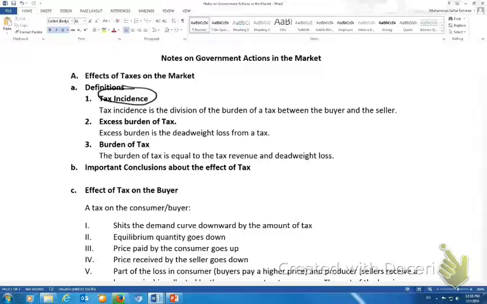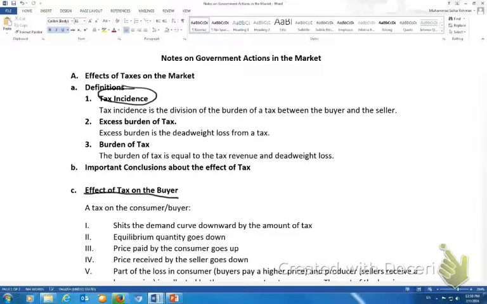But in the context of this discussion today, we are going to talk about the burden of tax, which is the sum of government tax revenue and the deadweight loss. Out of the burden of tax, the excess burden of tax is just the deadweight loss. Okay, so let us start our discussion by looking at the effect of tax on the buyer.